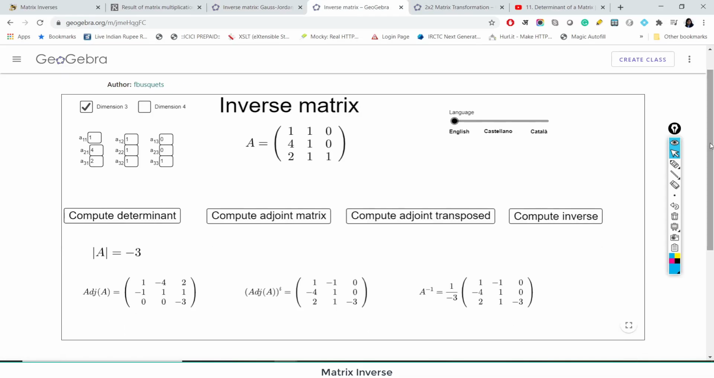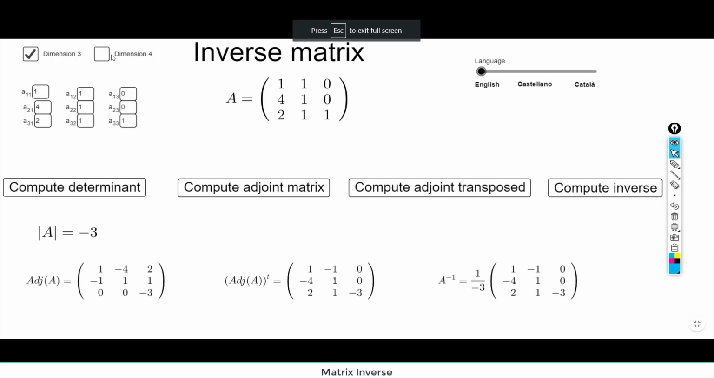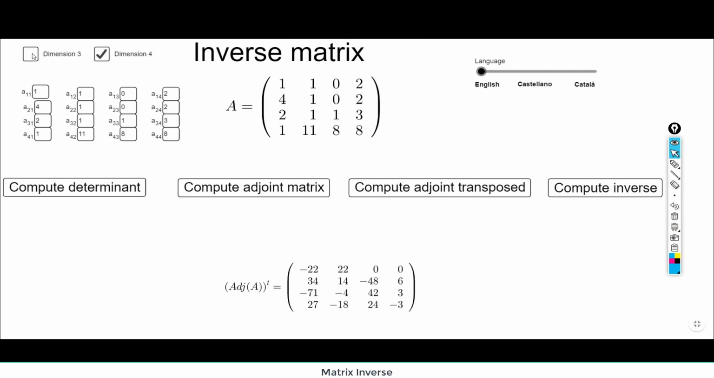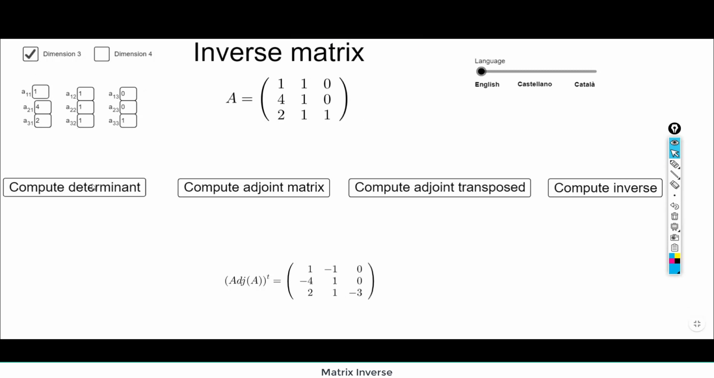Here is another applet for the inverse of a matrix, where you can choose 3-dimension or 4-dimension. Suppose I am taking 3-dimension. First of all, you will compute the determinant of this matrix. This is -3. You can compute the adjoint matrix. This is the adjoint matrix. You can compute the adjoint transposed. It is already there. Then you can compute the inverse of the matrix by using the formula. So it is here. I'm not discussing the formula, but I just wanted to show you that if you are doing it manually and want to verify, you can use these applets.